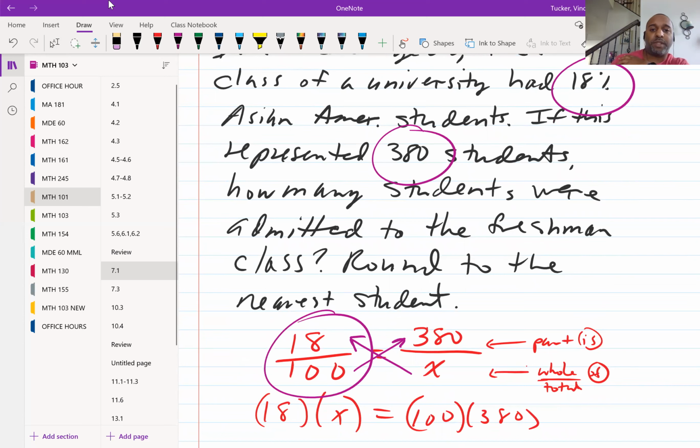Here's our setup. The 18% goes over 100. So 18 over 100. Remember, percentage always goes over 100. Then from that point it's is over of, or in other words, part over whole. Remember I told you that the top of your is is the part or the amount, and then the bottom of your of is your whole or the total. So this 380 represents part of the total freshman body. That's why it's 380 over X, because that's what we want to know: how many total freshmen were admitted. So we have the same setup, we just have to be able to parse out the part versus the whole, or part versus the total.